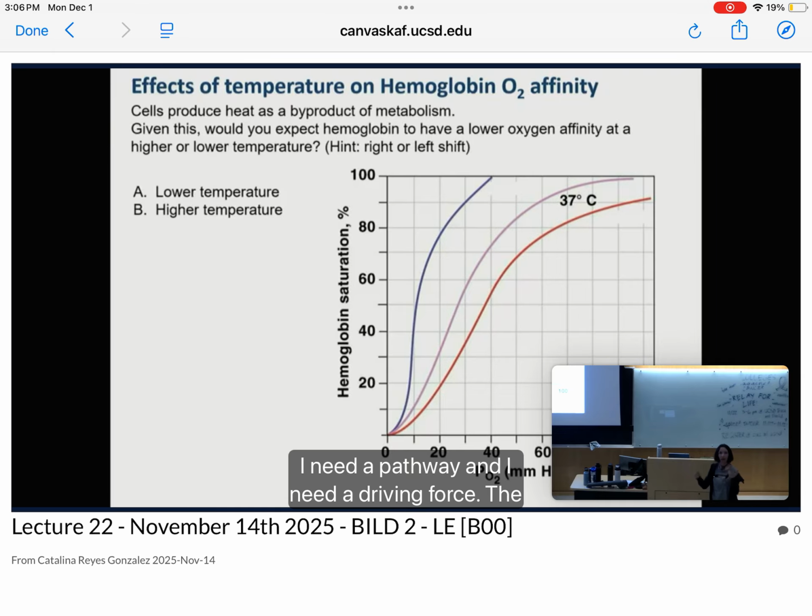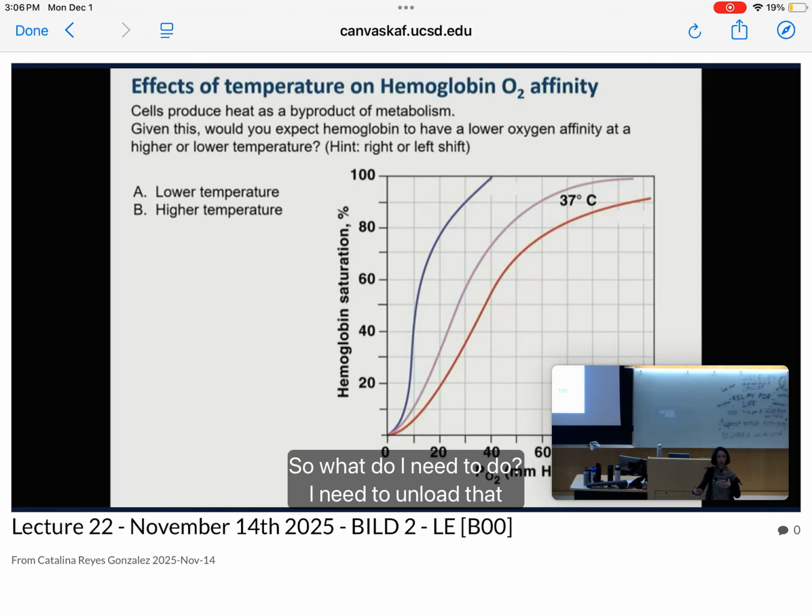I need a pathway and I need a driving force. The pathway is there. Capillary is permeable to oxygen, the capillary wall. The cell membrane is permeable to oxygen. So the pathway is there. Permeability for oxygen is there. The driving force is the partial pressure of oxygen. But if that oxygen is trapped in the bus, trapped by hemoglobin, it will not contribute to that partial pressure of oxygen. Does that make sense?